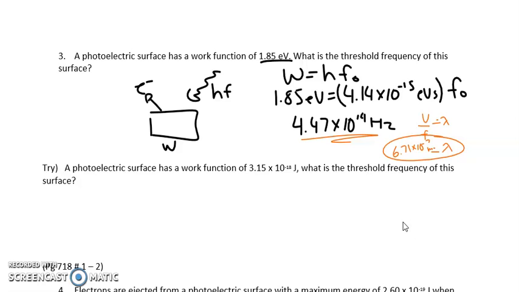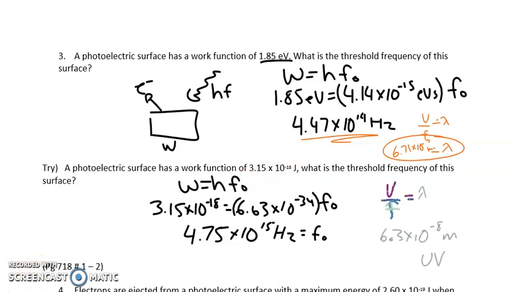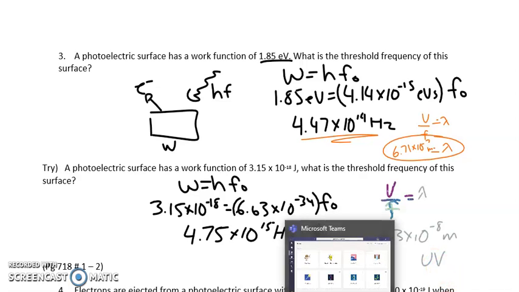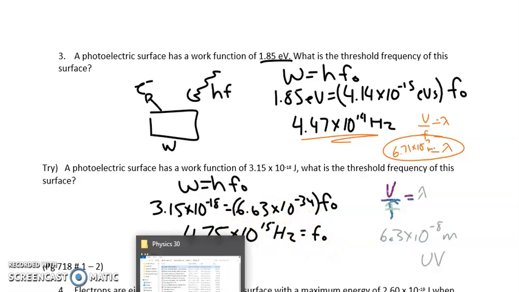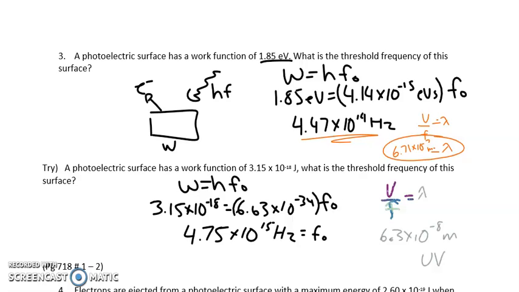So pause the video. Give this next one a try where you're trying to find out the work function, but this time you've been given a work function in joules. I don't know if you also figured out the wavelength to find this to be UV light. However, it's just that work function in joules. We're going to use Planck's constant, but we're going to use the 6.63 times 10 to the negative 34 joule seconds because you've got your energy, your work function in joules, and the answer is 4.75 times 10 to the 15 hertz.